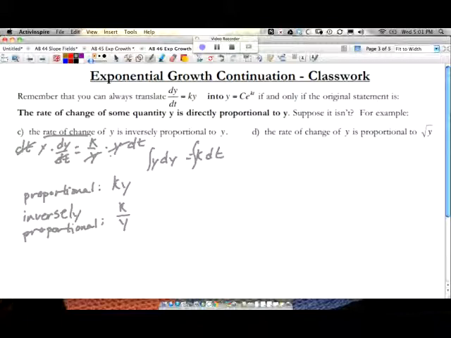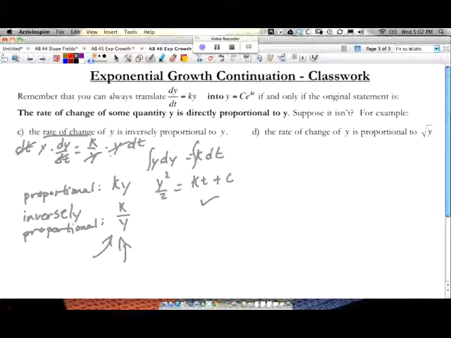Take the antiderivative of both sides and you would have y squared over 2 equals kt plus c. Boom, that was it. So that's actually very easy to set up and anti-differentiate. But this word, inversely proportional, is key, meaning that's a constant divided by that. So that's what we have so far.